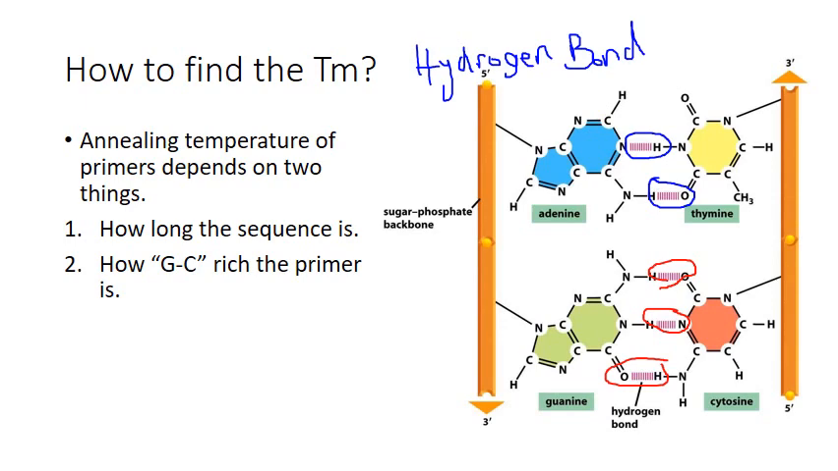And a couple of things that determine the number of hydrogen bonds: one, how long your sequence is, right? No matter what, if you have a long sequence, you're going to have a lot of hydrogen bonds. So the length of your DNA sequence, or your primer sequence, I should say. And finally, how GC rich your primer is. If you have a lot of GCs, it's going to take a lot of temperature to break those hydrogen bonds. So you're going to want to ramp the temperature up a little bit to get those hydrogen bonds to split.